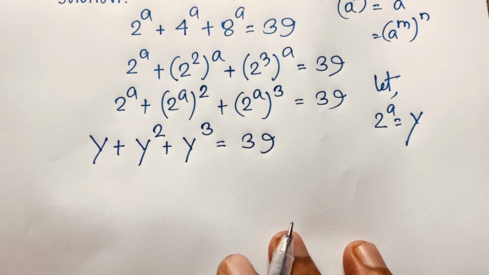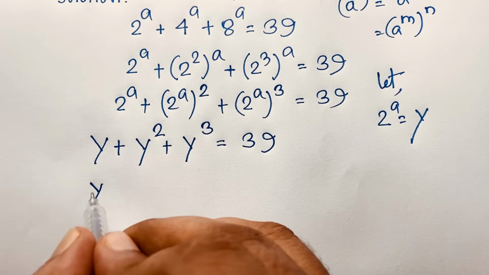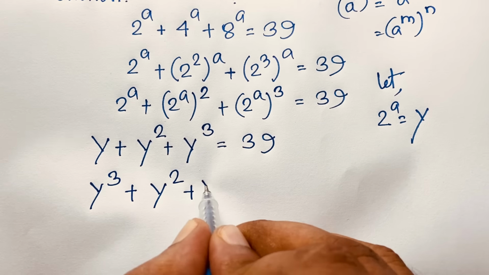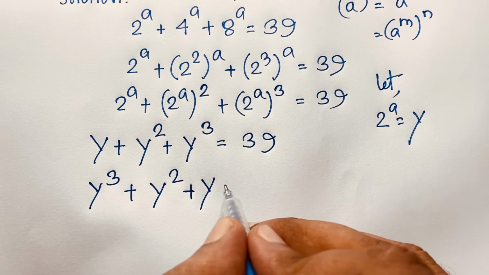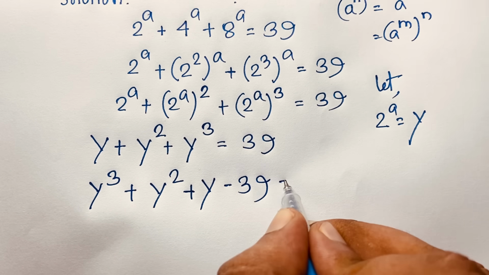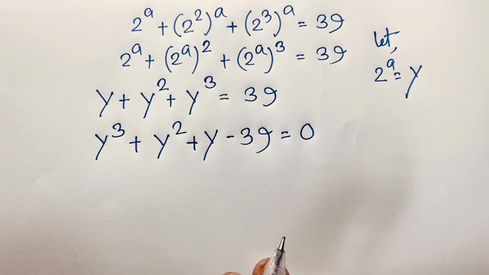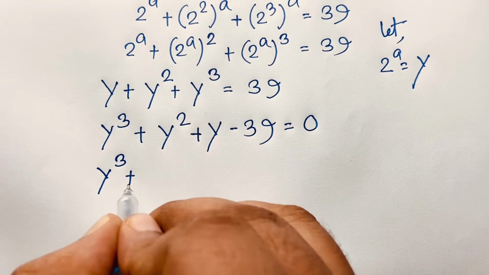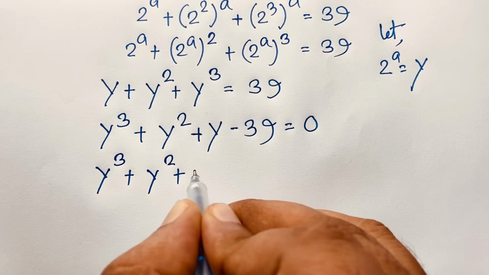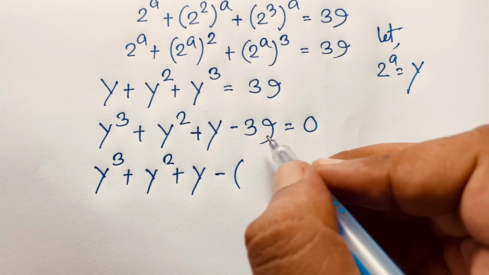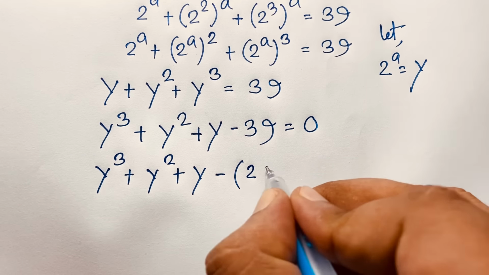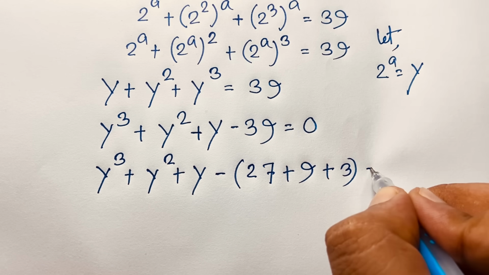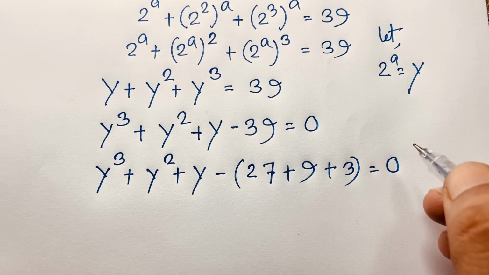39. Then this cubic equation will be y to the power 3 plus y square plus y. Then if I move 39 to this side, it will be negative 39 is equal to 0. Now you can see this expression, y to the power 3 plus y square plus y, and if I evaluate it at 3, you can see it will be 27 plus 9, this is 36, plus 3 is equal to 39, and here is 0.